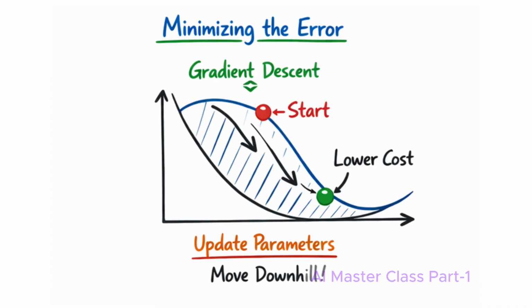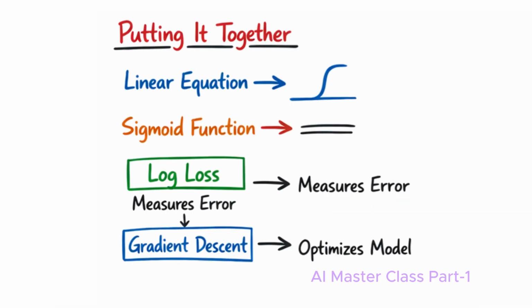Again, we will use gradient descent. The idea is exactly the same. We start with random parameters, we calculate the cost, then we adjust the parameters step by step in the direction where the cost decreases. So if you connect everything together, logistic regression still uses linear equations internally, but it applies a sigmoid function to convert that into probabilities. After that, it uses log loss to measure the error and gradient descent to optimize the model further.